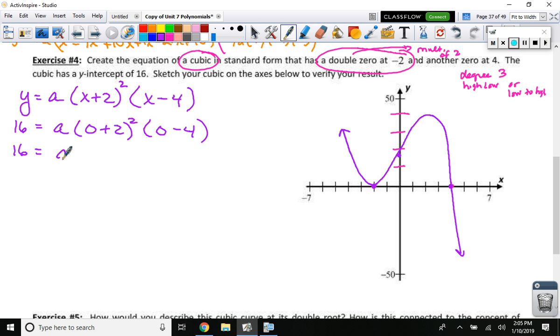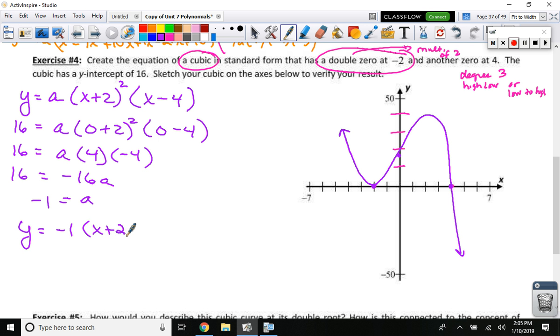So 16 equals a times what? Uh-oh. PEMDAS, what goes on in here? 0 plus 2 squared. 4. 0 minus 4, negative 4. Multiply. 16 equals negative 16a. A equals negative 1. You have to be able to do this without a calculator. This is not a big deal. Okay? So now what do I got? Y equals negative 1 times x plus 2 squared times x minus 4. That's my equation that meets those requirements.